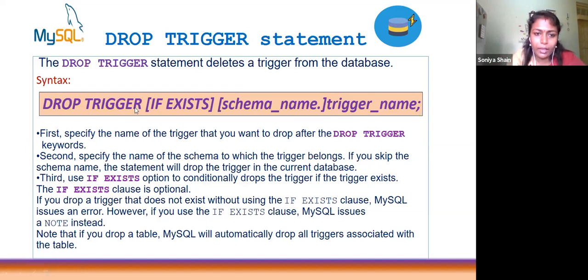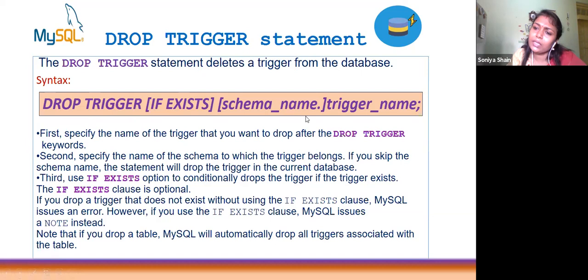So, drop trigger if exists. I already told you about if exists. If exists means if the trigger already exists, it will get deleted. If it is not there, normally an error will show, but with if exists it won't show any error. That means if the trigger is there, delete; otherwise don't delete, and no error happens. If you give drop trigger directly and it is not there, an error message will come. That is why we give if exists.